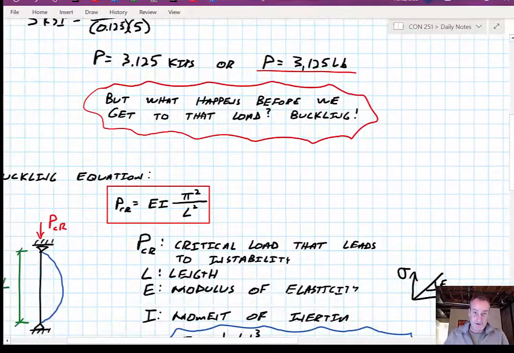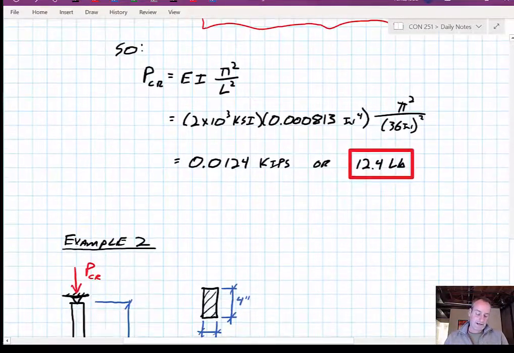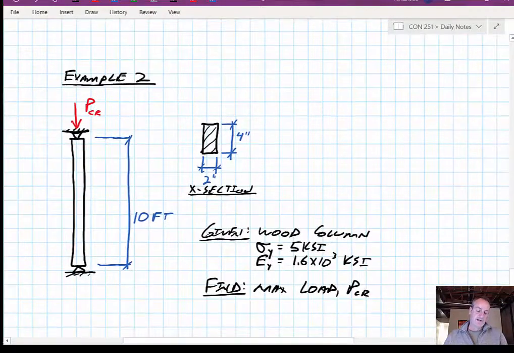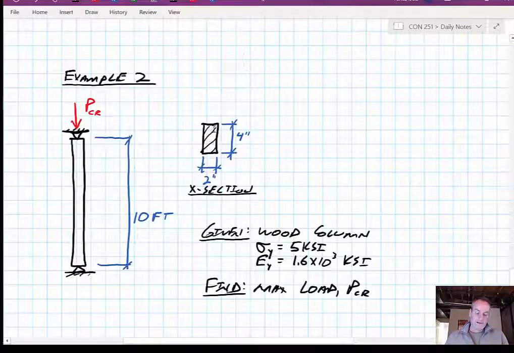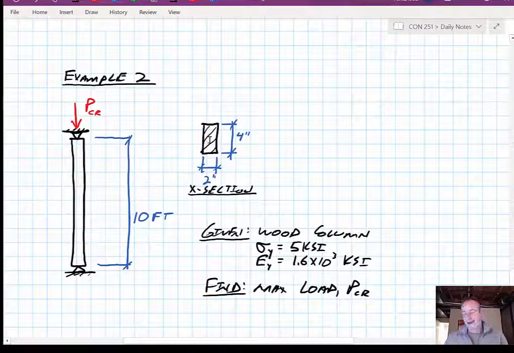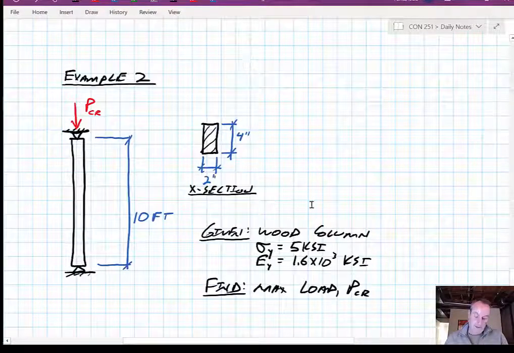And I suppose you could try that on your own if you really wanted to. So let's take a look at a second example. In this example, we're going to have a 10-foot long column. The actual dimensions are 2 inches by 4 inches for a cross section. We're given that it's made out of wood.